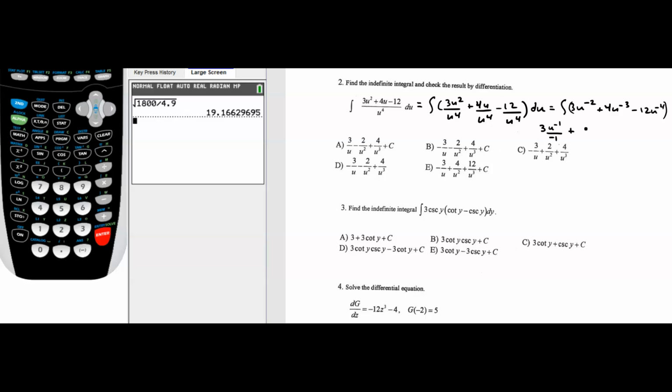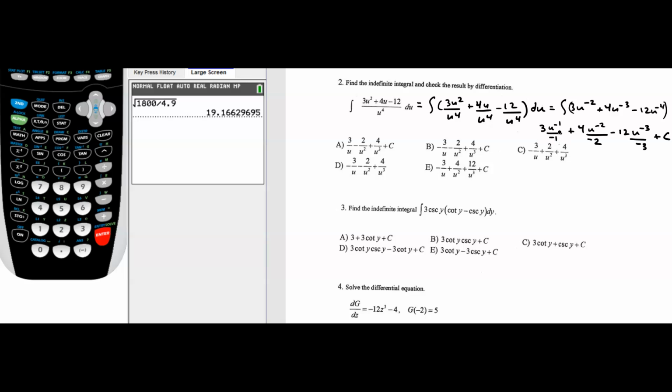And so with this one, the 4 stays, and then I add 1 to the exponent, so that would give me u to the negative 2, and then I divide by that negative 2. So you see that number as the exponent is also what I'm dividing by. And the constant is just hanging out as part of the constant multiple rule. And then this one would be minus 12. And then add 1 to the negative 4. That's going to give you u to the negative 3. Divide by negative 3.